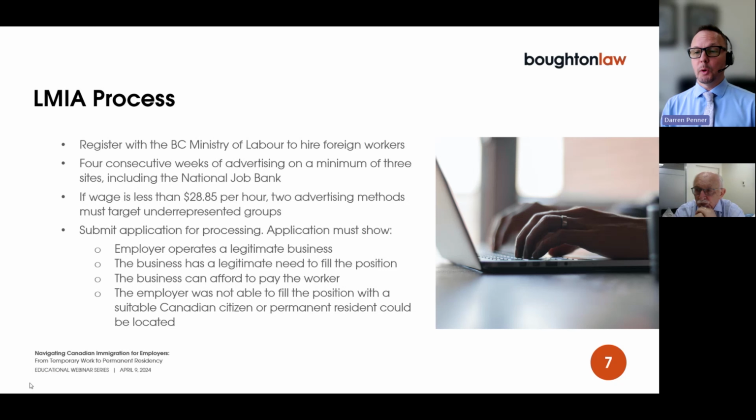We ask for an advertising summary, basically a recruitment summary before we submit the application. And the summary just goes through who applied. They don't want names because that's privacy info. We can't give names of applicants, but we identify them by their initials or by a number. And for every applicant, we say why they weren't suitable for the position.